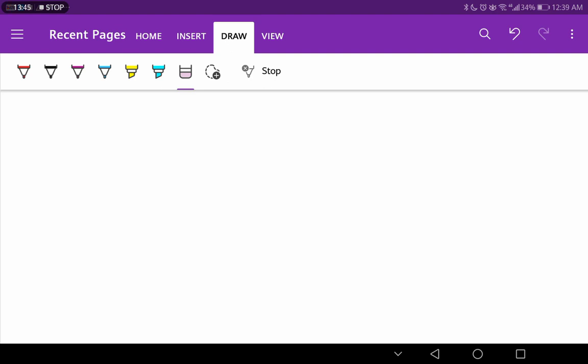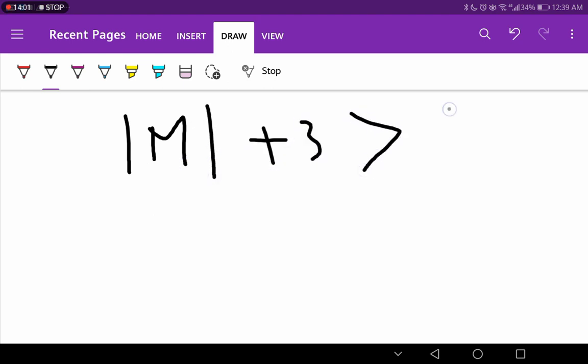Me too. Now let us solve absolute value inequalities. For example, if I have |m| + 3 greater than 5. Can I break the first question? This is the first question. Can I break? Actually not, I cannot. Why? Because of the +3. So subtract 3 from here and from here. This will be eliminated and this will be 2.